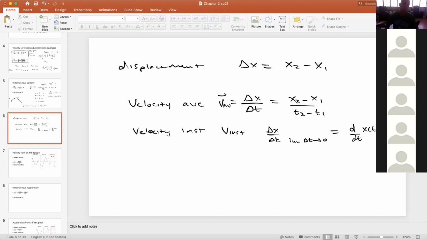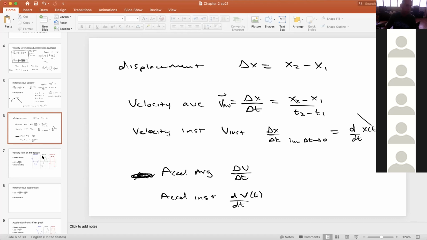And this same thing goes for the average acceleration. Average acceleration is the change of v over the change of t, and the instantaneous acceleration, which we haven't done yet, and we will, is dv/dt.